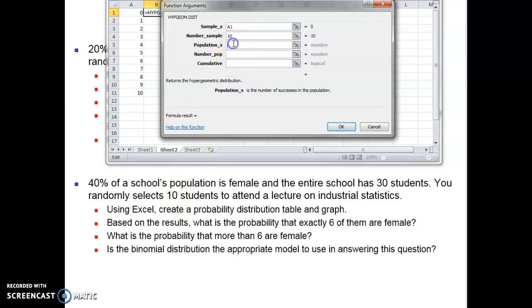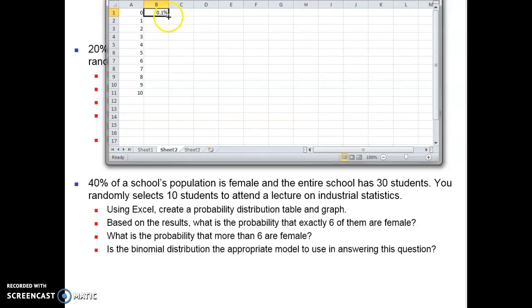The population successes needs to be derived. But we know if the population has 30 students and 40% are female, then 40% of 30 is 12. So population successes are 12 of the 30 students would be female. Number in the population would be 30. And then cumulative we don't want, so we put 0. Now we drag this down, and you get your hypergeometric distribution.